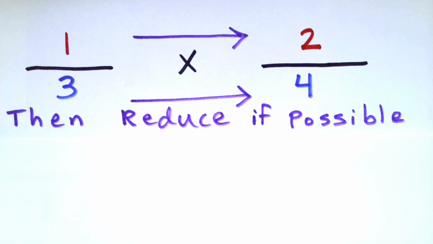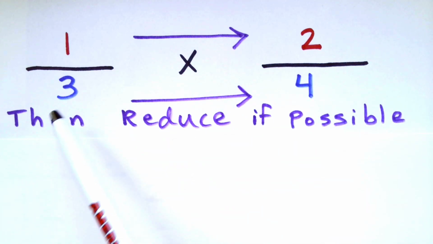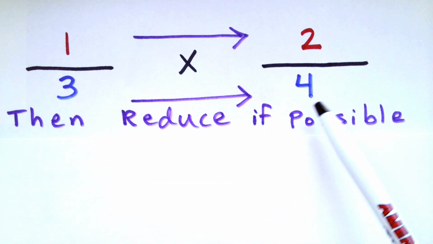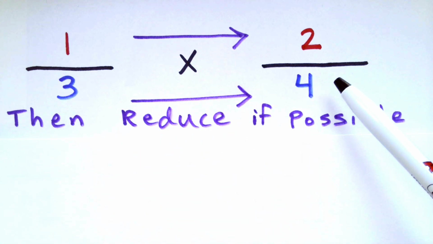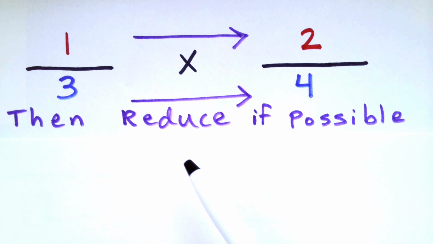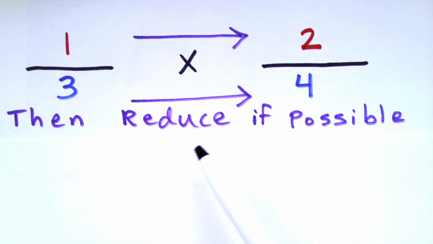Okay, I want to show you that here. 1 times 2, we're multiplying top to top. 3 times 4, we're multiplying bottom to bottom. Then, if it's possible, you want to reduce your fraction. Now, it's always best to reduce your fractions before you multiply. And so you can do that through reducing the fraction itself, or through cross-canceling or cross-reducing. I'm going to show that to you in just a moment.